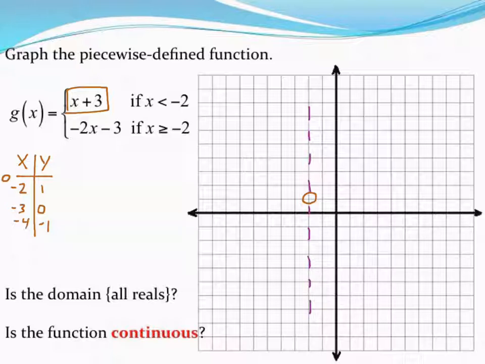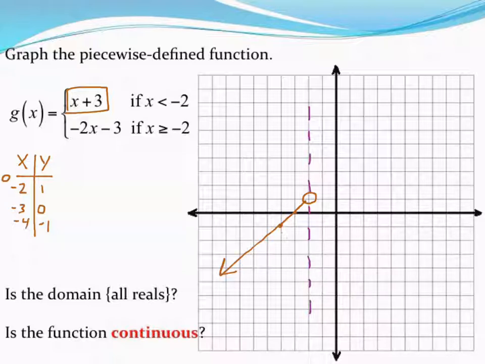My next point was -3, 0. That's just a point of the line, so it can be small. And then -4, -1 is a point down there, and I can keep using my slope to find more points, but I think I have enough to sketch that in there. And so there's the first part of my piecewise function, that ray right there. Okay, let me switch colors and we're going to move on to the other piece.